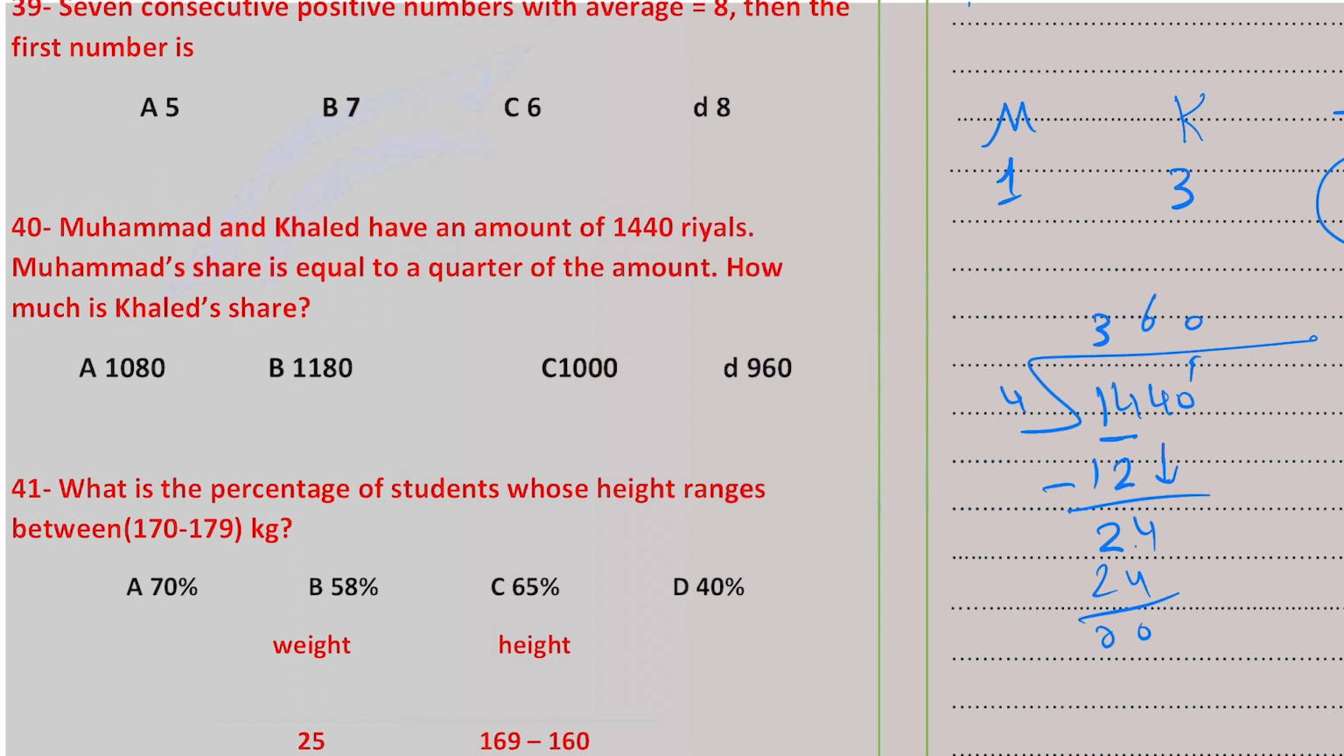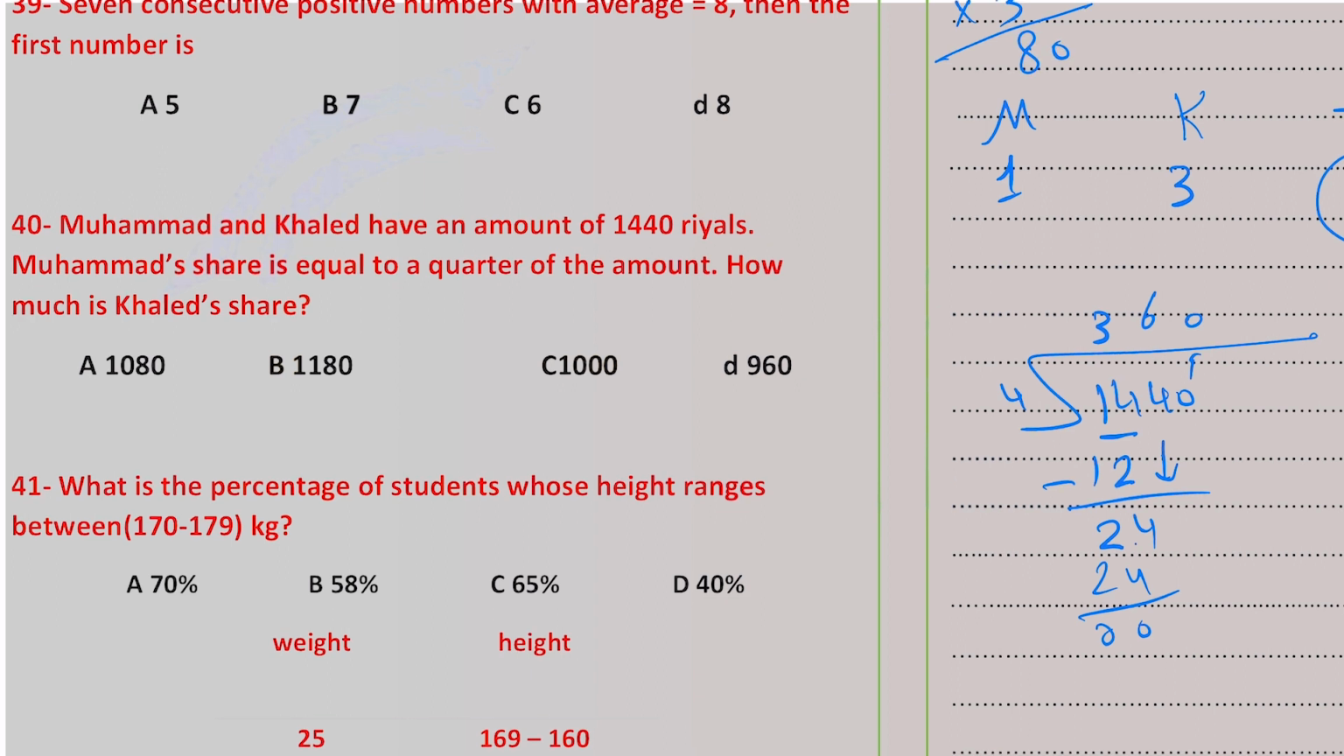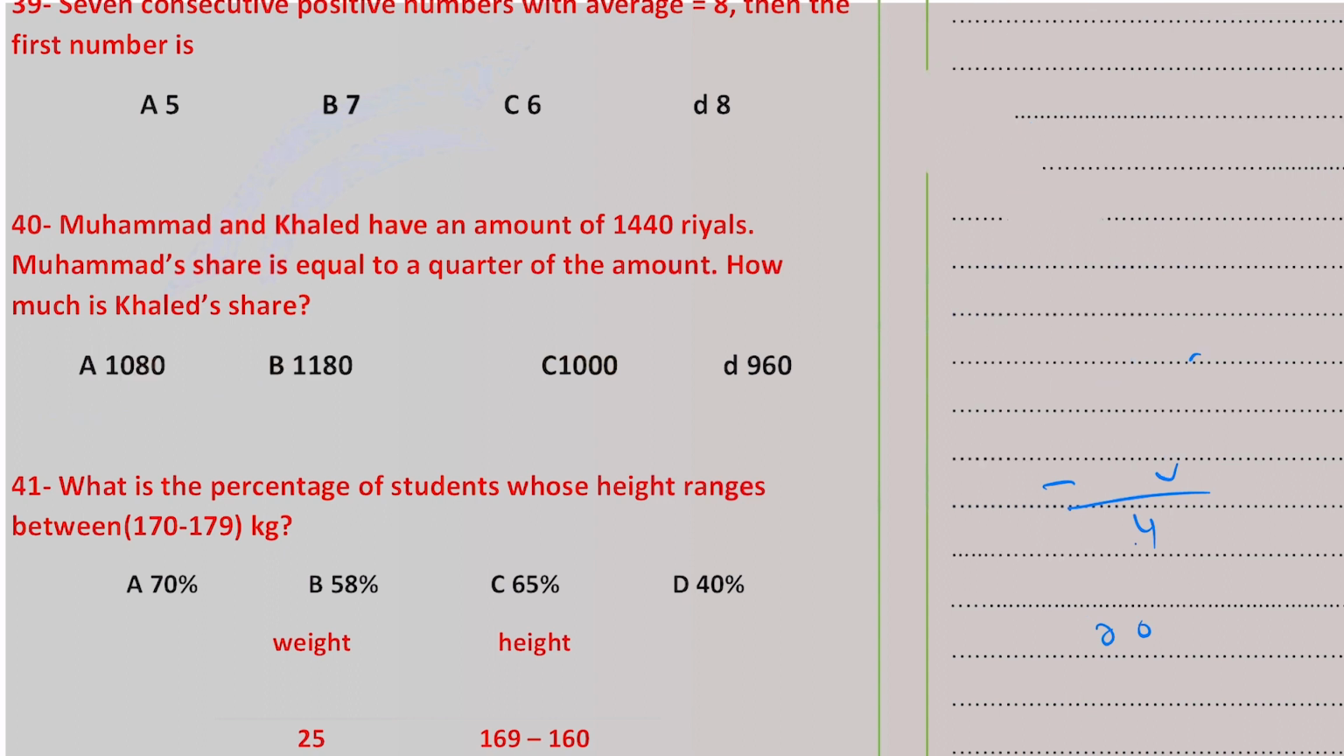What about Khalid? I will multiply by 3. 3 times 0 is 0. 3 times 6 is 18. 3 times 3 is 9, and 1 is 10. It will be 1080.